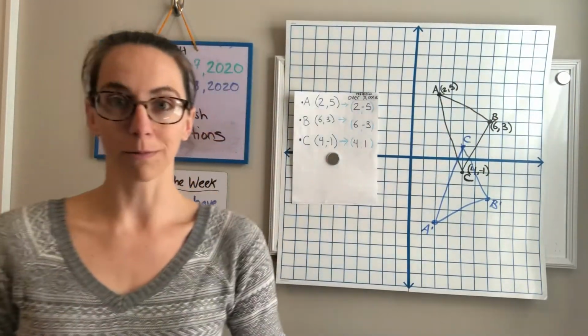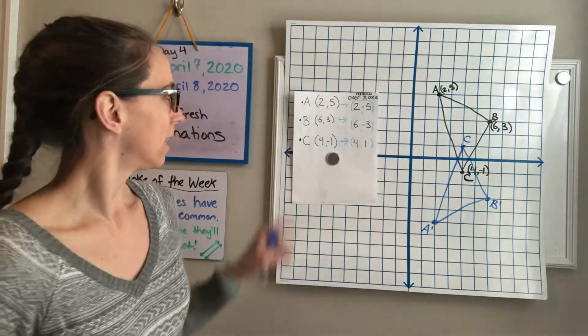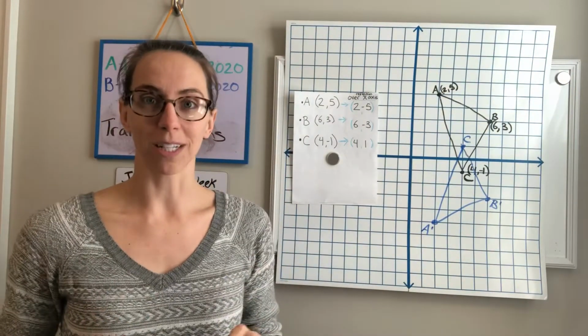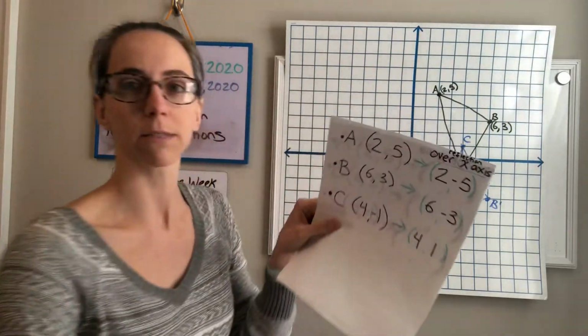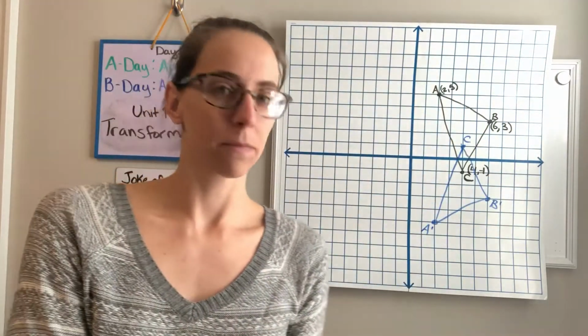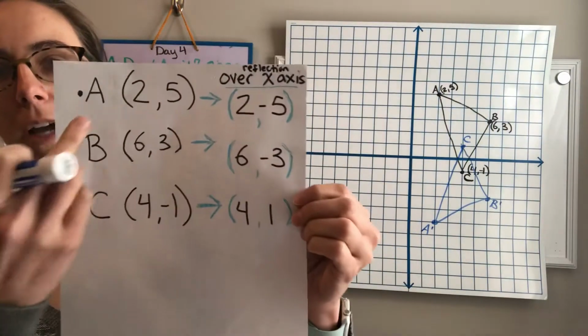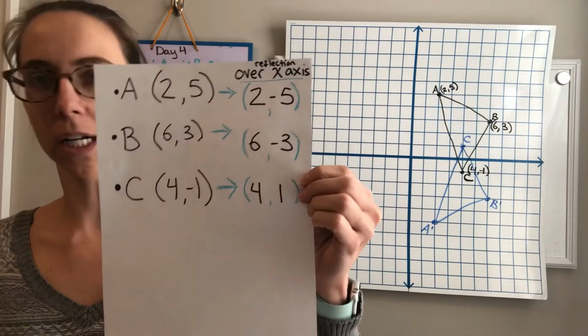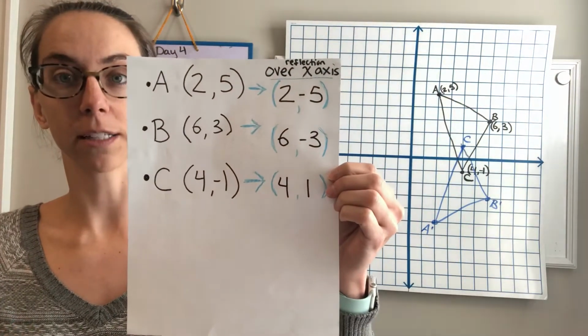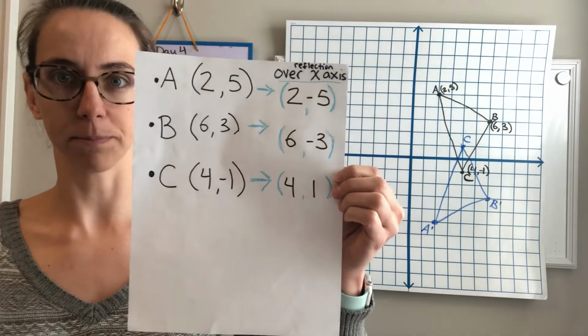So that's a little review on reflections. And then again, if you need to hit pause at any time and write down our little cheat sheet, I will bring this closer to you. So this is what happened with our x values. If they were at 2, 5, my new point was at 2 comma negative 5 because of that rule. My x value stays exactly the same. My y value becomes the opposite.